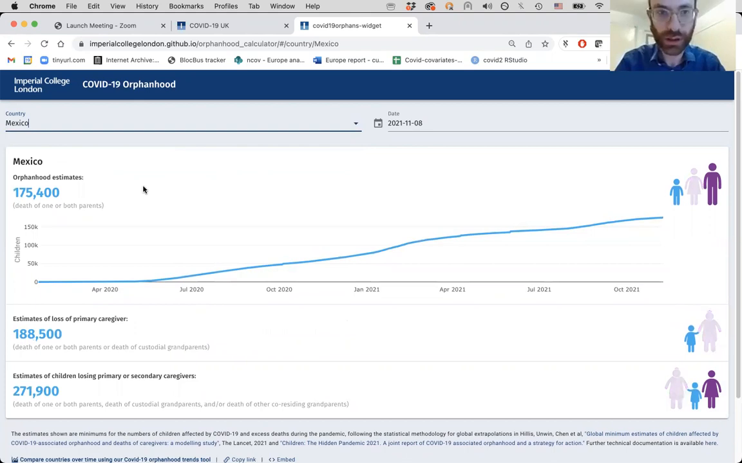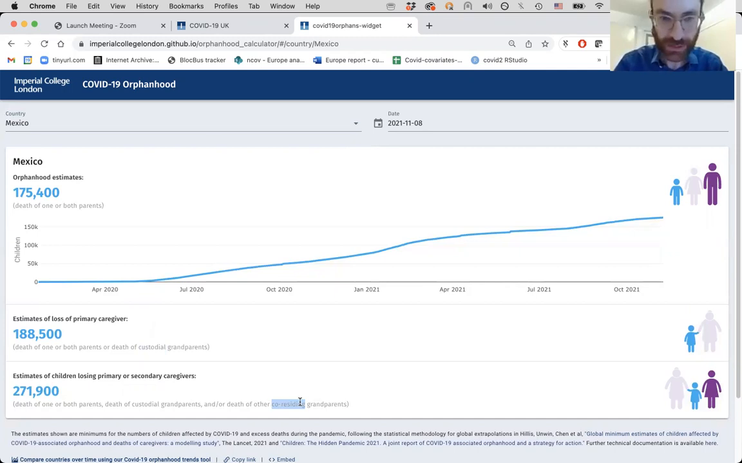Okay, so orphanhood. So we use 3 different definitions: primary, death of one or both parents. This is UNICEF's definition of orphanhood. Loss of a primary caregiver, so that includes parents or grandparents, custodial grandparents who provide care, and then loss of primary or secondary caregivers, so that's all the categories above, and then other co-residing kin, often grandparents.